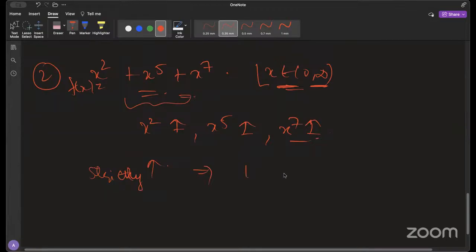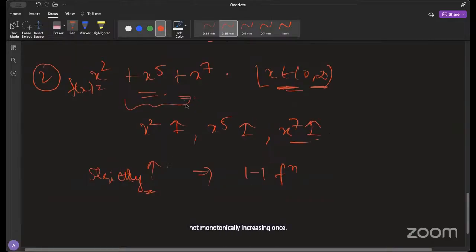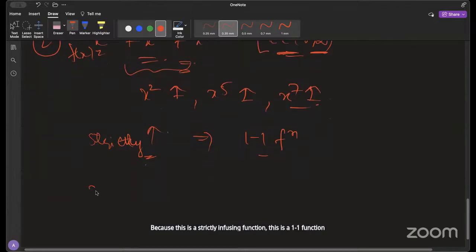Right, it's a 1-1 function. Strictly increasing functions imply 1-1, not monotonically increasing ones. So because this is a strictly increasing function, this is a 1-1 function. Let's say you change things here and you take the reciprocal of this.